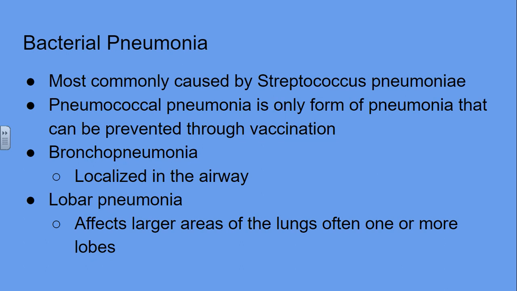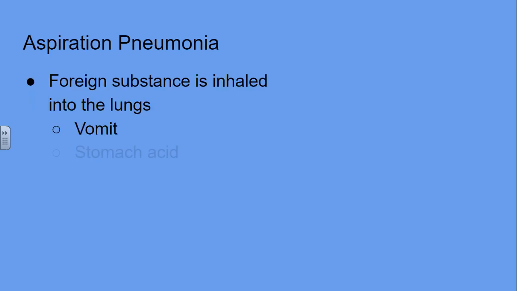Bronchopneumonia is localized in the airway, and lobar pneumonia affects larger areas of the lungs, often one or more lobes. So lobar sounds like lobes. You see that?